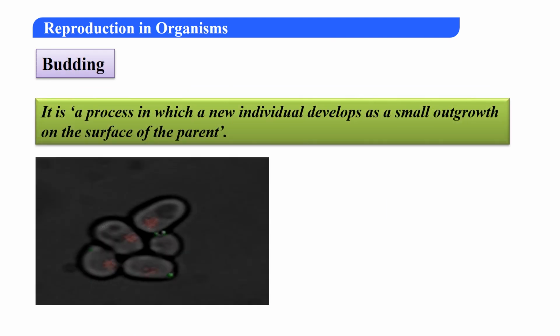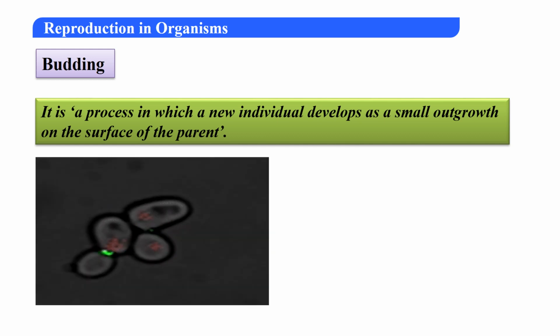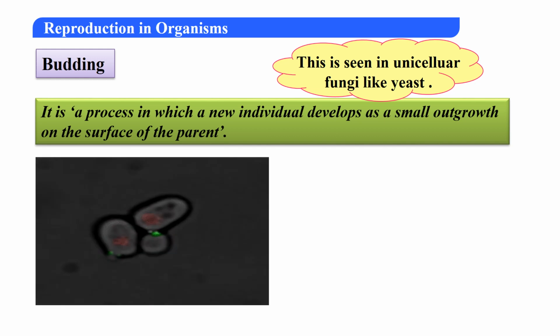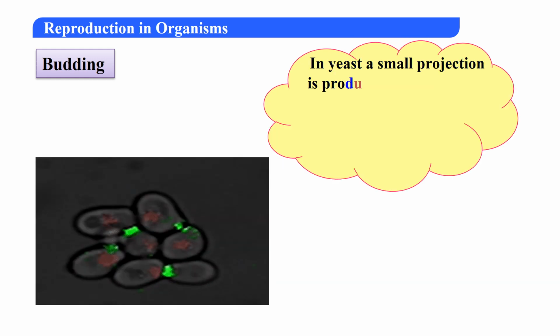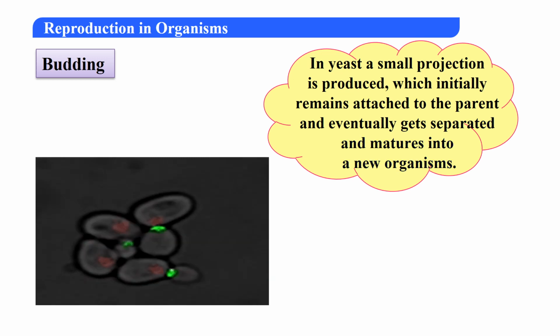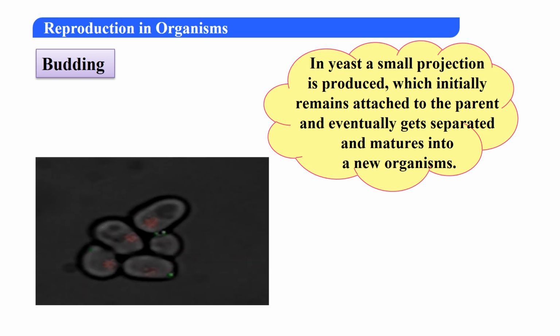Budding. It is a process in which a new individual develops as a small outgrowth on the surface of the parent. This is seen in unicellular fungi like yeast. In yeast, a small projection is produced which initially remains attached to the parent and eventually gets separated and matures into a new organism.